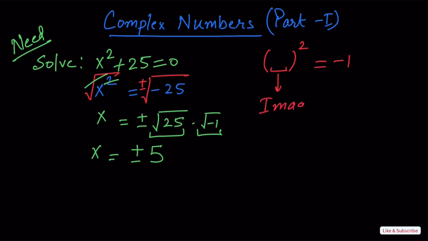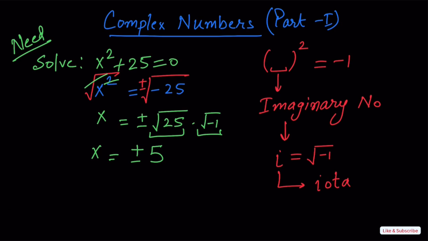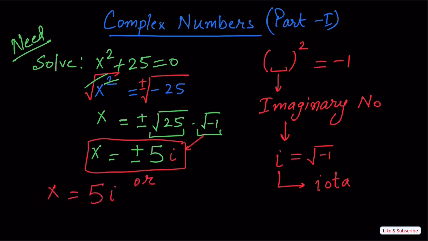That is why it is called an imaginary number, right? And it is denoted by the letter i, which stands for iota, and its value is equal to root of negative 1. So I can replace root of negative 1 with i. So that is your answer for this problem. Or I can also write this as x equals either 5i or negative 5i, because both of them are going to satisfy this equation.